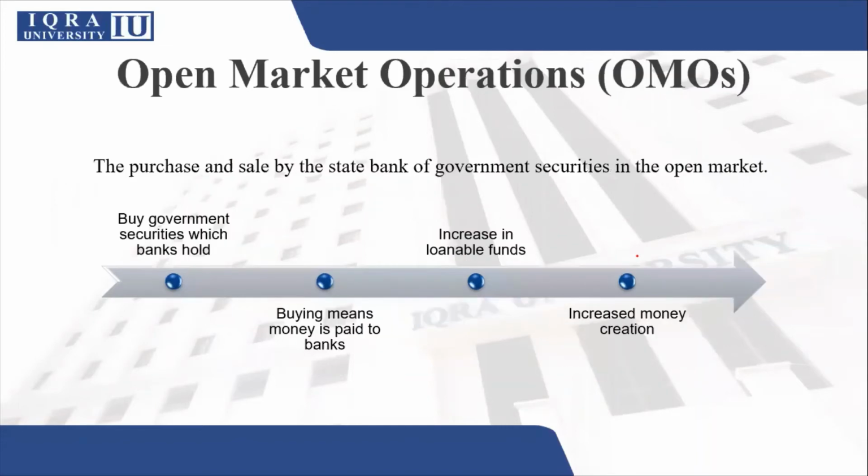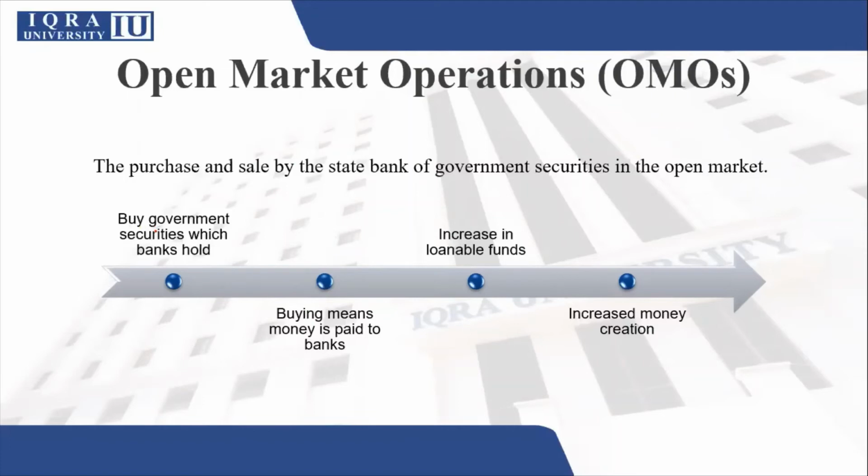Moving ahead, the second is open market operation. Now, open market operation is the purchase and sale of securities by the State Bank of Pakistan in the open market. So basically, the State Bank purchases the government securities from the banks. Now we're going to again take an example. So how is this going to work and have an impact on the money supply?